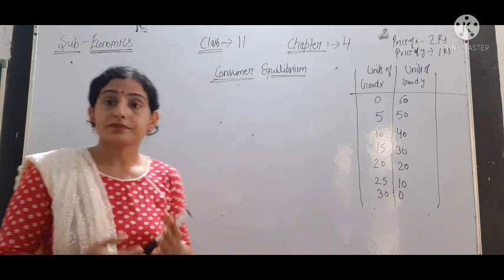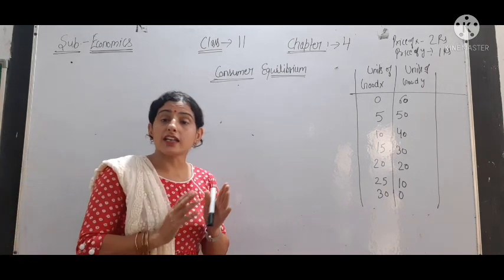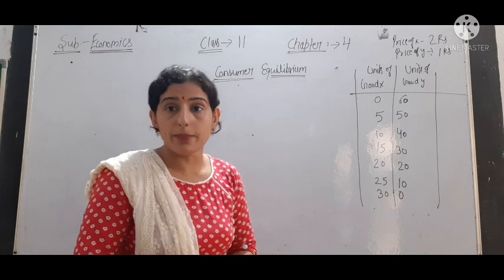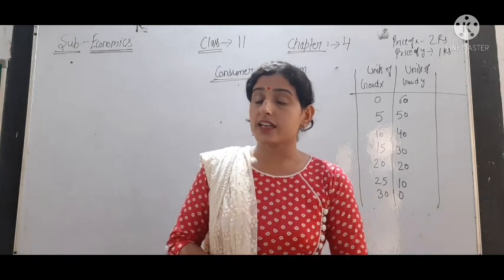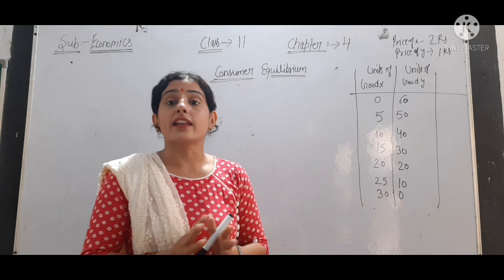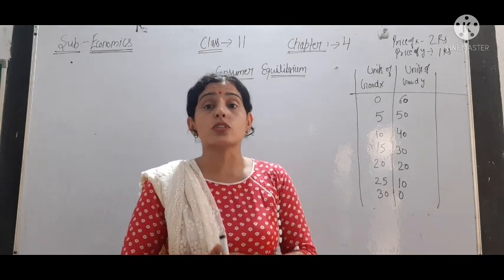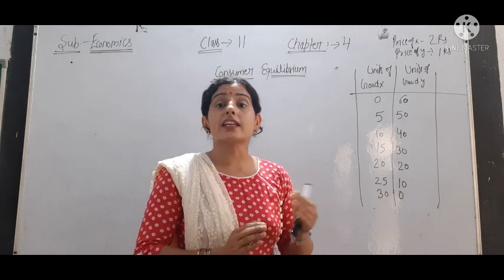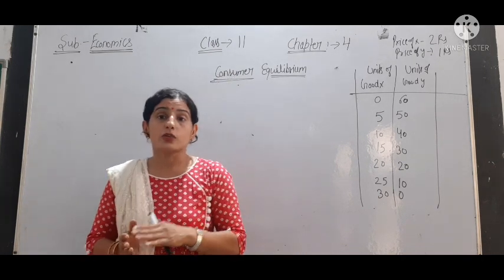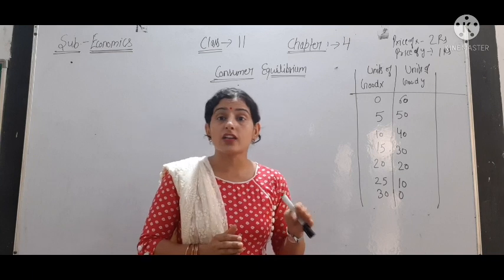So Marshall believed that we can measure utility in numbers, but Professor Hicks criticized the cardinal utility analysis, and according to him we cannot measure utility in number. He said we can give the rank, means the utility that we derive is higher or lower.